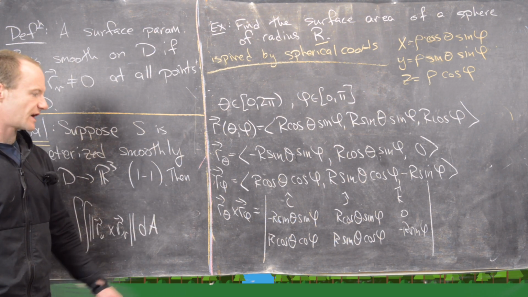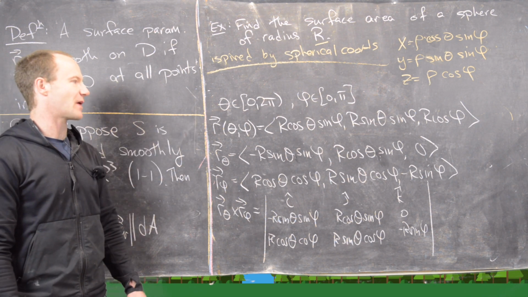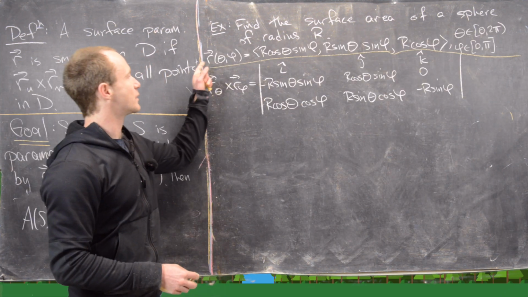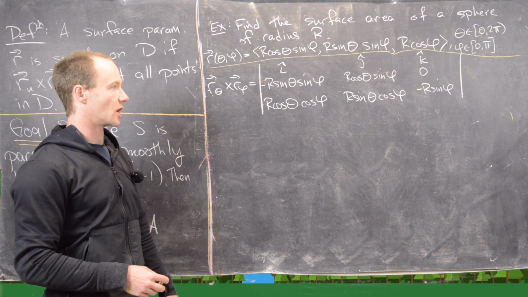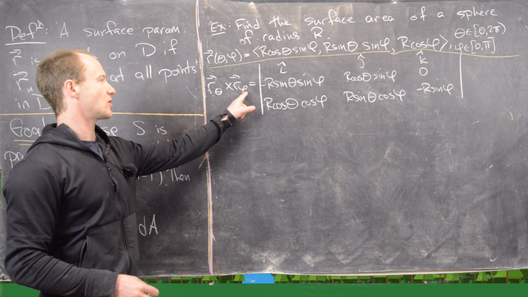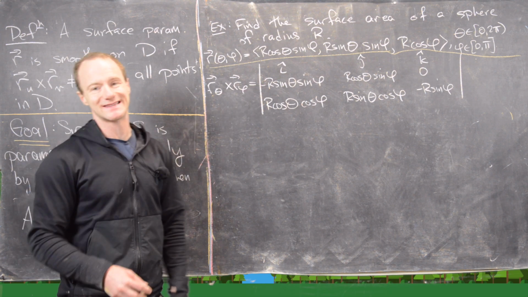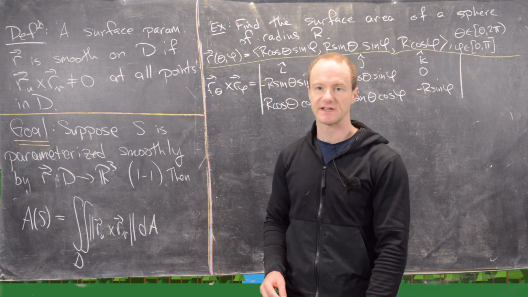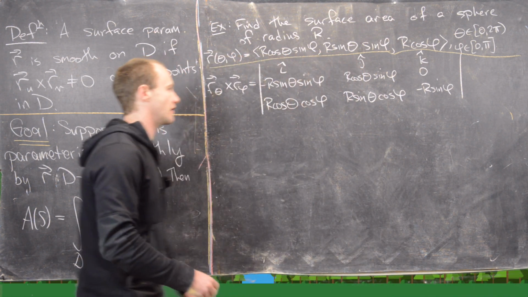Okay, so since we're running out of room, I'm going to bring that up to the top and then we're going to start finishing it off. On the last board we parameterized a sphere of radius r, and we found the partial with respect to theta and the partial with respect to phi, and we set up the cross product. Notice we're working towards this surface area formula which we derived earlier in the video.